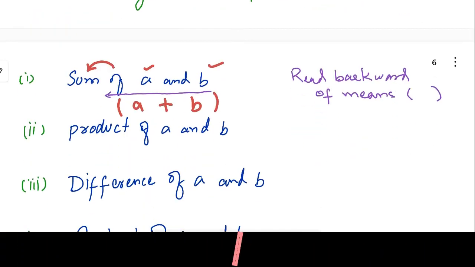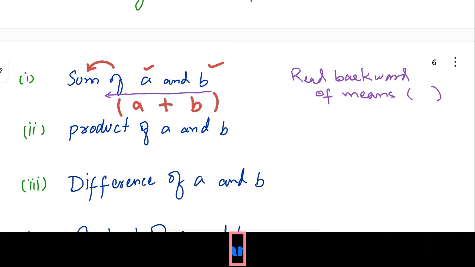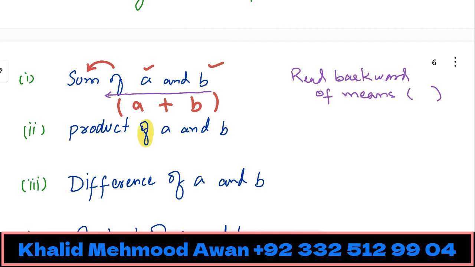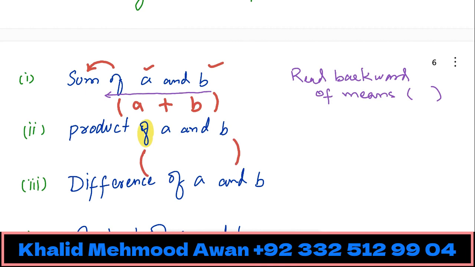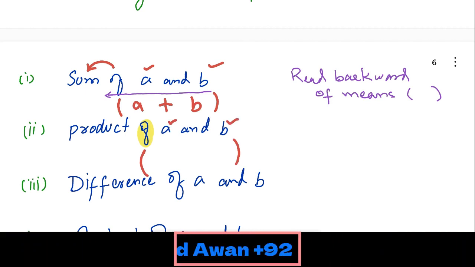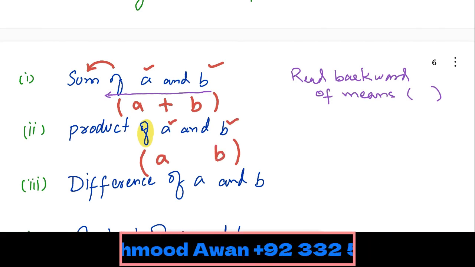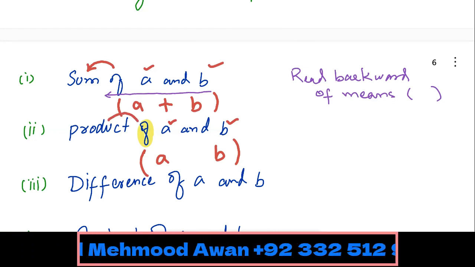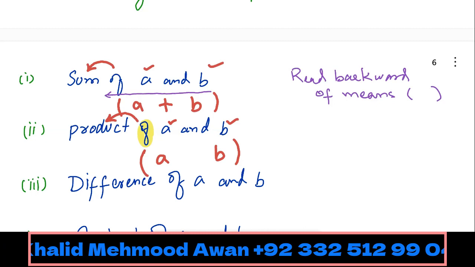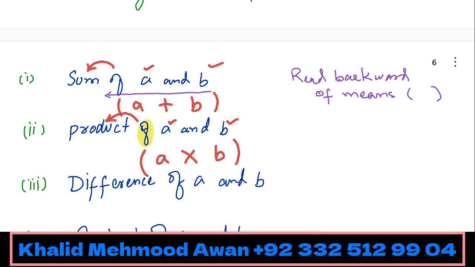Similarly, the second sentence is product of A and B. So again, of is there. So of will be replaced by a bracket till the end of the statement. And here we can see that there are two variables. After of, there is A and B. So we are writing A and B here. And what to do between A and B? Before of, there is the word product, and we know that product means multiply. So we are replacing this by multiply. So this is bracket A multiplied by B.